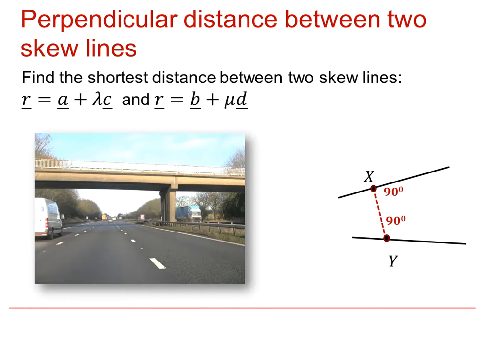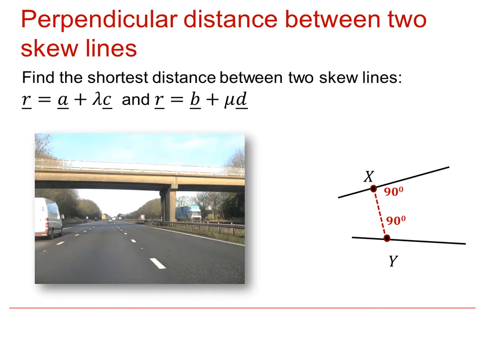You may be asked to find the shortest distance between two skew lines, where the line equations are r equals a plus lambda c and r equals b plus mu d. You may remember that skew lines do not intersect, nor are they parallel. The shortest distance between them is therefore measured along a line that is perpendicular to both skew lines. Thus we need a different method to the one in the previous video.